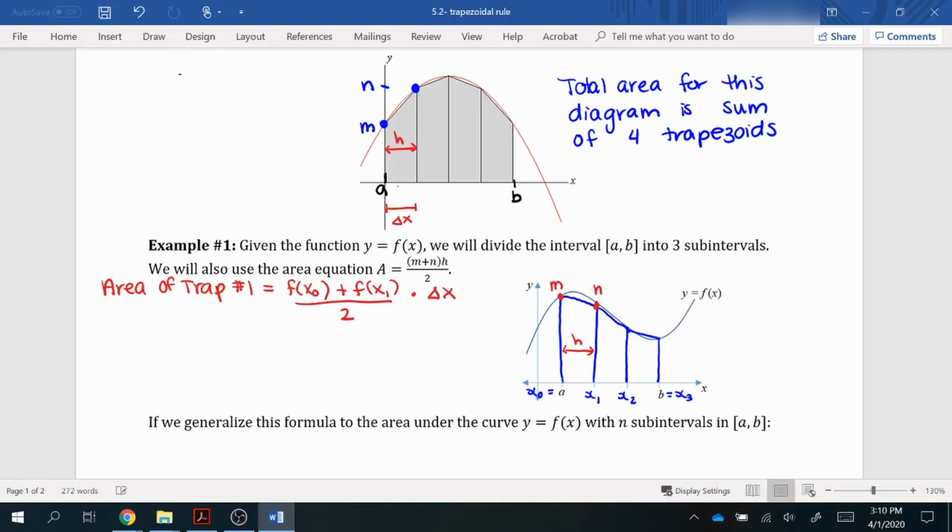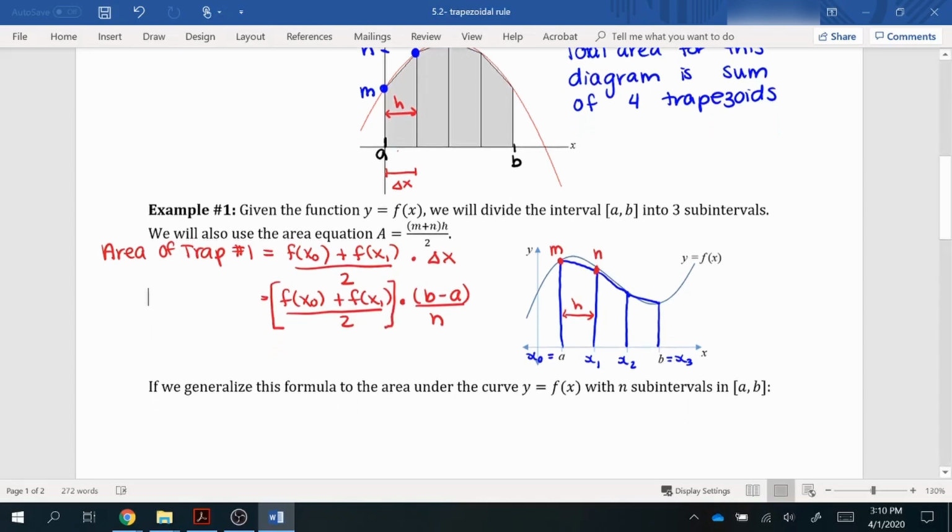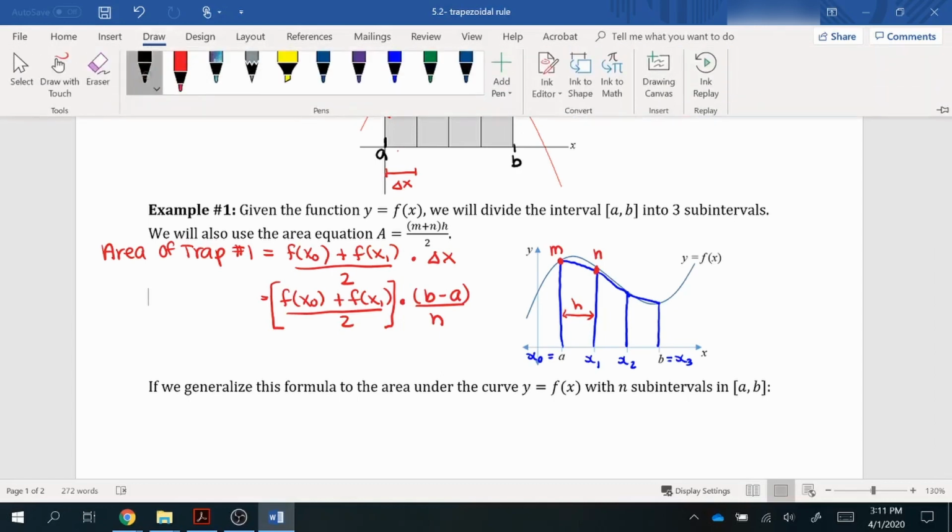Now, we have an actual expression we can use for delta x. Delta x is actually b minus a over n. You can put this in big brackets here if you'd prefer to keep it a little neater. That's fine. And then we're going to have a second trapezoid.